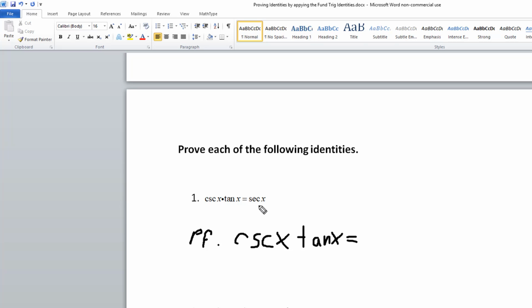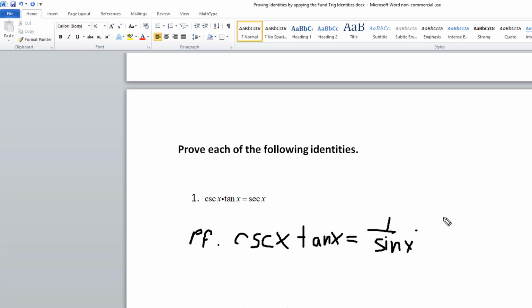I want to get secant out of this. So what do I know? I know that cosecant of x is 1 over sine of x. So you kind of get an idea. I want to end up with secant of x. Keep in mind that if I'm able to get 1 over cosine, I know that 1 over cosine is secant of x. So keep that in mind and look at the big picture here.